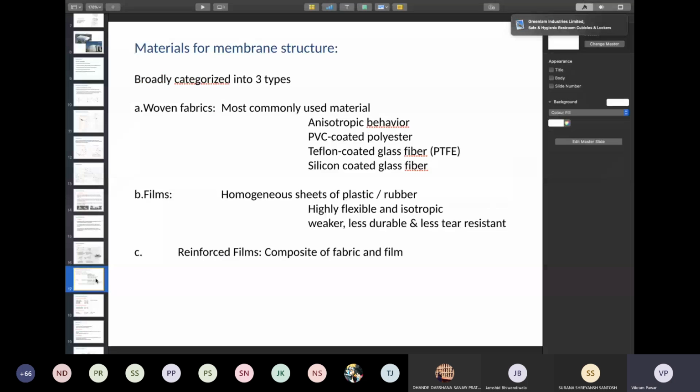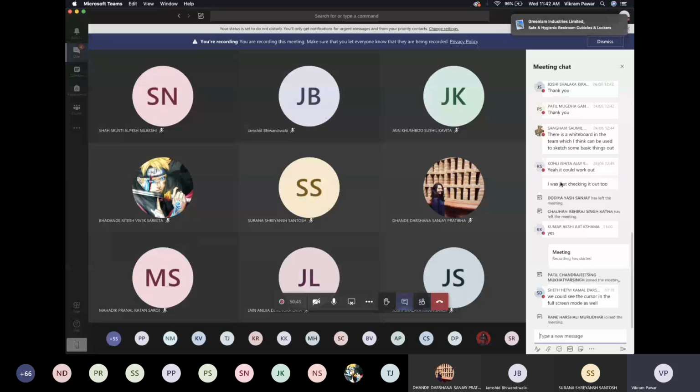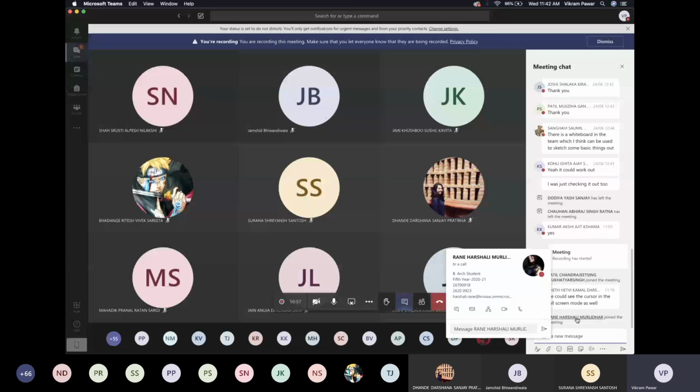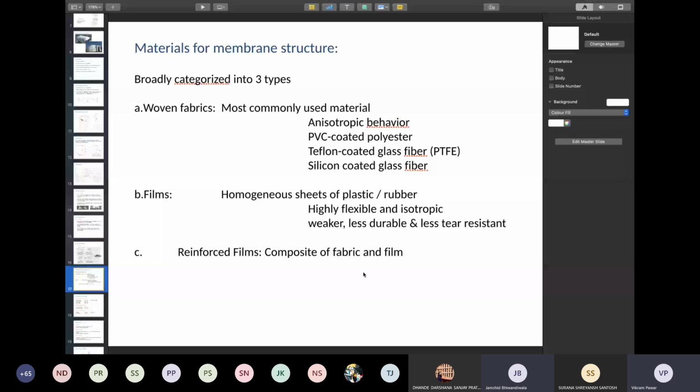Should I pause here a bit and check what the questions are, if there are any? Full screen mode as well. Okay, I'm not able to see any. There are not too many. Okay, I'll continue. Could we see the cursor? Nothing as of now.